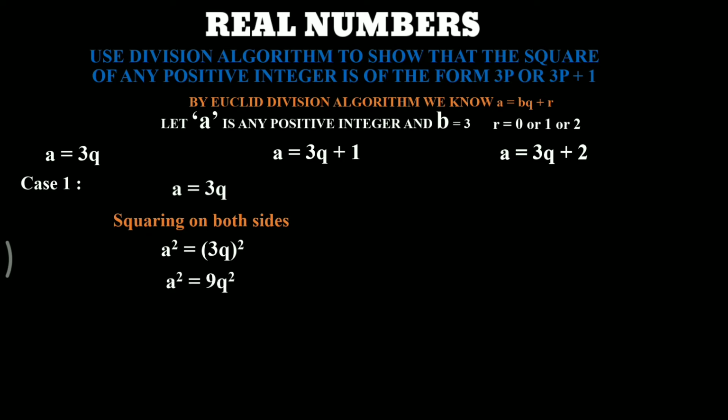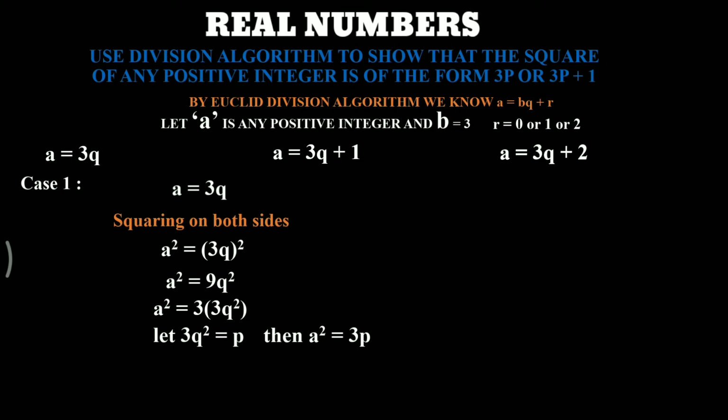If I simplify, then I will get a square is equal to 9q square. Here 9 can be written as 3 into 3, and I am assuming that 3q square is equal to p. So replace this value, therefore you will get a square is equal to 3p.